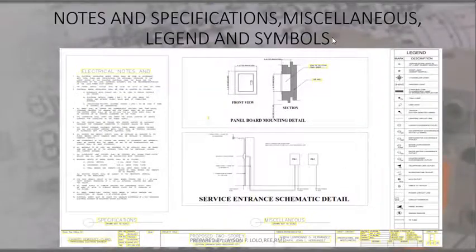Now, the notes and specification and miscellaneous. Some of the miscellaneous sheets belong to the last sheet. But for me, I put the electrical notes and specification, the miscellaneous, which is the panel board, mounting detail, service entrance schematic detail, and the legend symbols at the first page. Okay?